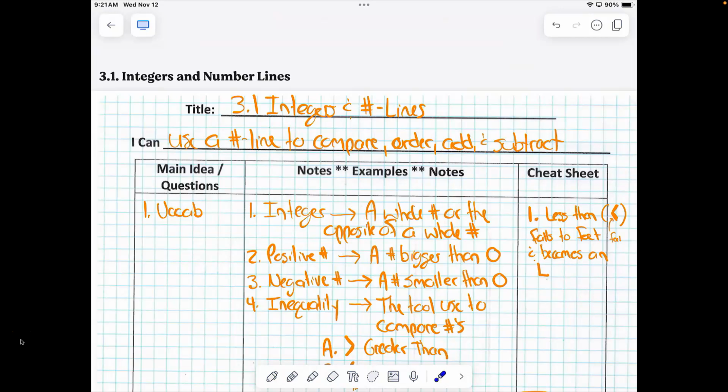Good morning. Today we finish integers and number lines, and we can use number lines to compare, order, add, and subtract numbers, right? Yes.